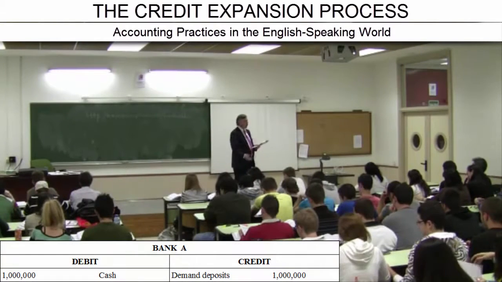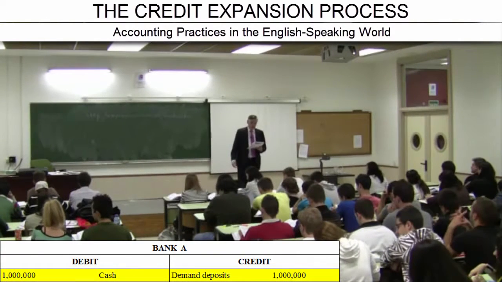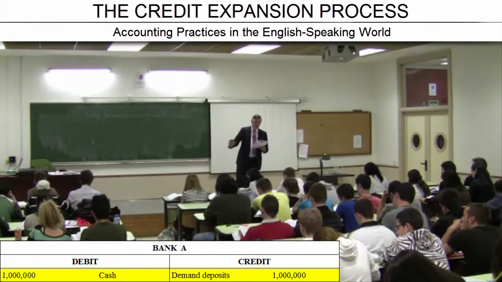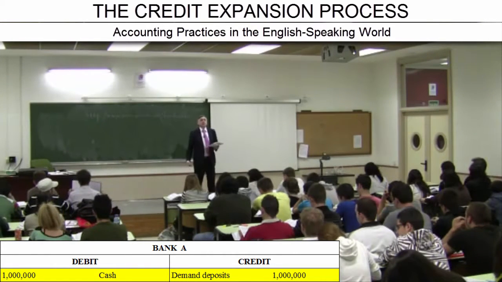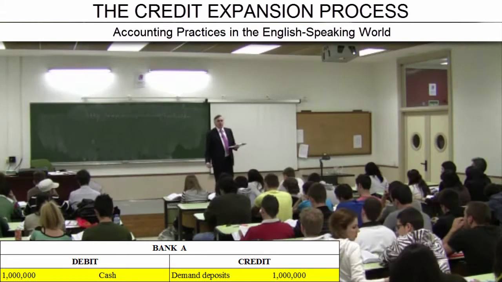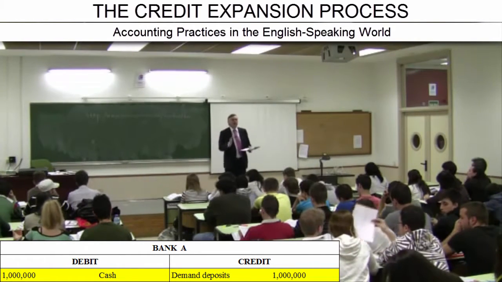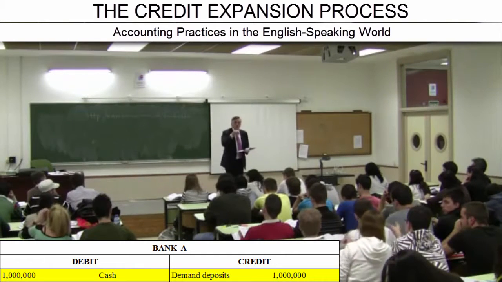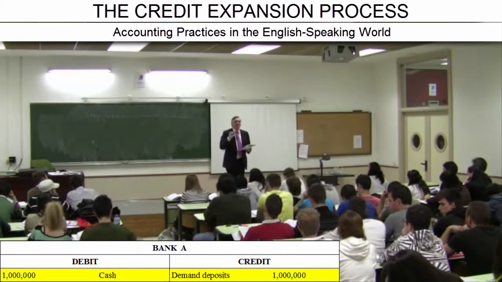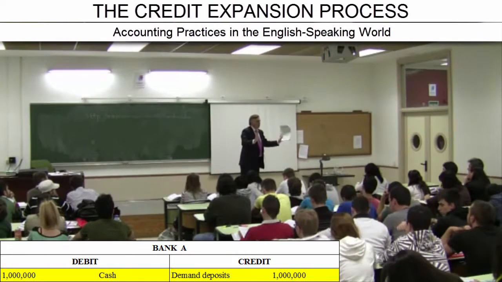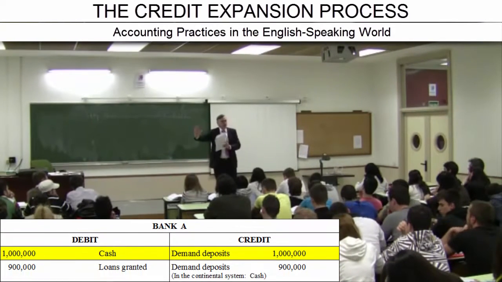Let us reflect on the same example as before. Mr. X deposits his 1 million monetary units and, as you can see, cash comes into the bank. The bank records 1 million cash, demand deposits 1 million. But do you know what the bank does then? It appropriates 90% and lends it to Z, just like before. But in Anglo-Saxon accounting practices, a prior entry is made.